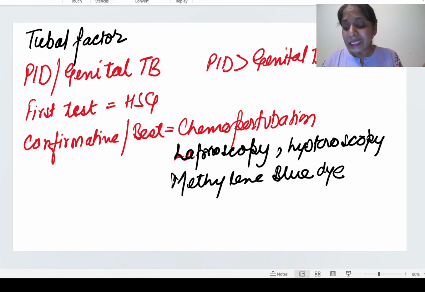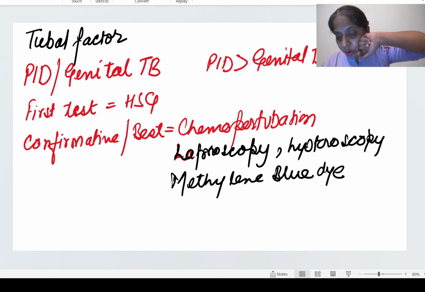So where will we see whether the dye is coming or not? We will see it in the peritoneal cavity, where the fallopian tube opens. The fallopian tube opens in the peritoneal cavity. Okay, so the cannula is in the uterus, and to see whether the dye is coming out or not, Rubens 2 we can use.